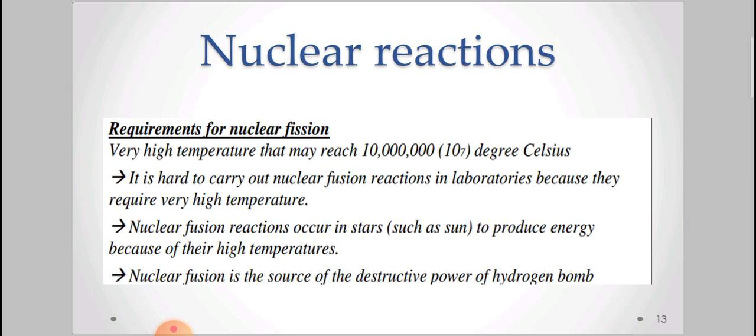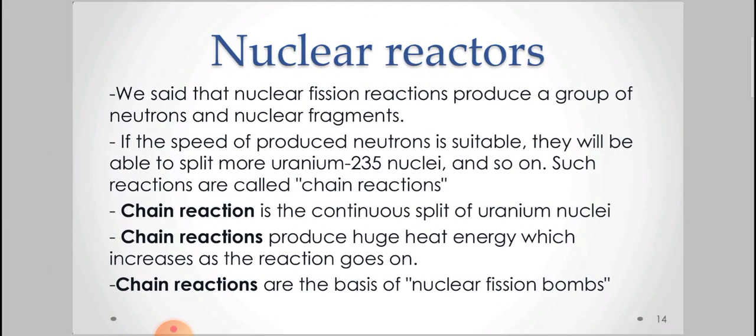Requirements of nuclear fusion: very high temperature that may reach 10 million degrees Celsius. It's hard to carry out nuclear fusion reactions in laboratories because they require very high temperature. Nuclear fusion reactions occur in stars such as the sun to produce energy because of their high temperature. Nuclear fusion is the source of the destructive power of the hydrogen bomb.